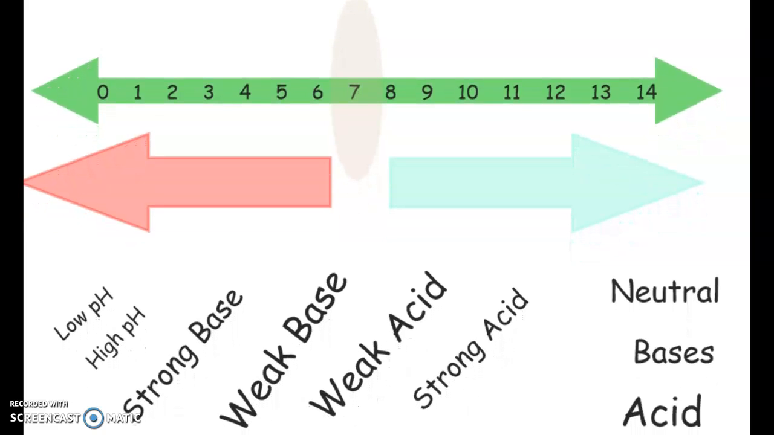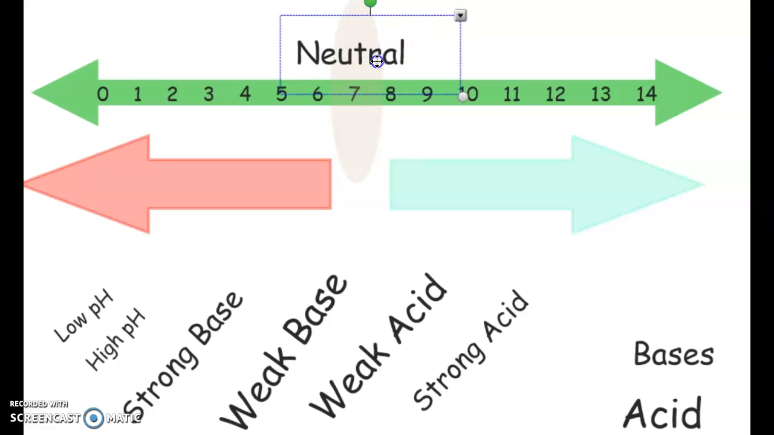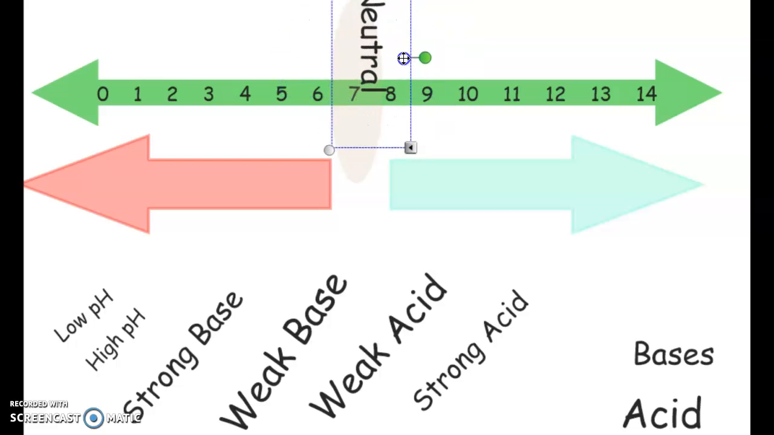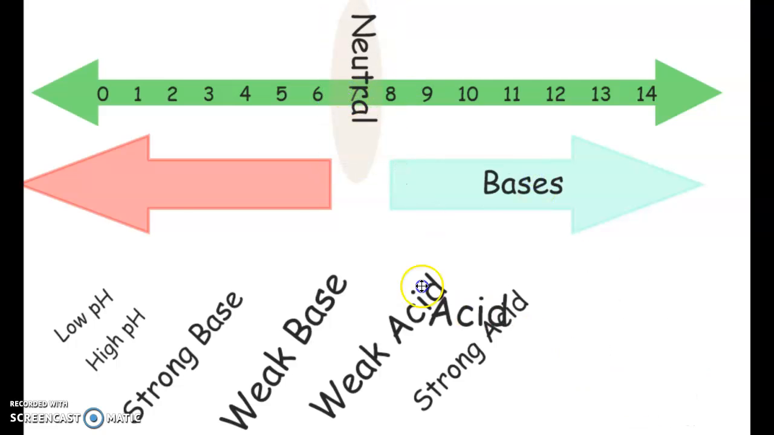So here we have this kind of an empty diagram here with a bunch of different terms. So pause the video and see if you can identify where things should be placed on this scale. All right, let's see how you did. Okay, so neutral should be at 7. Actually, to do this nicely, we should kind of do this. 7. Bases above 7, acids below 7.